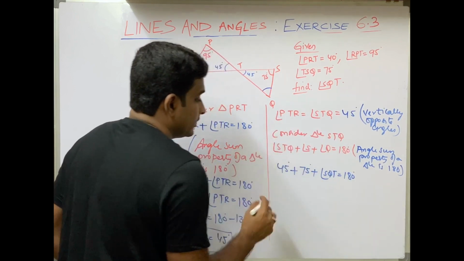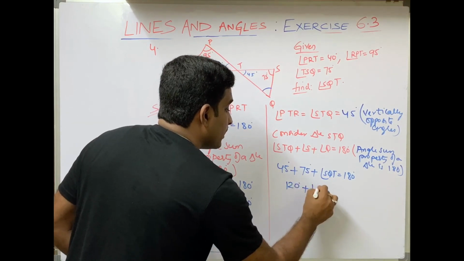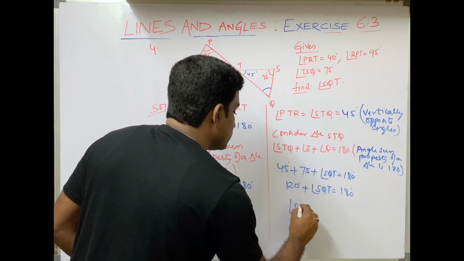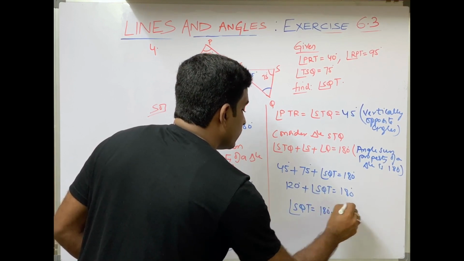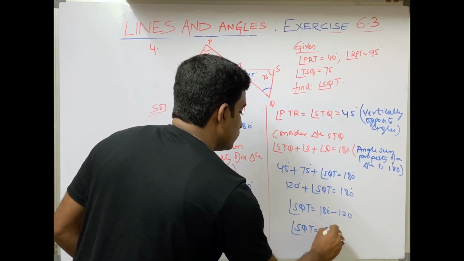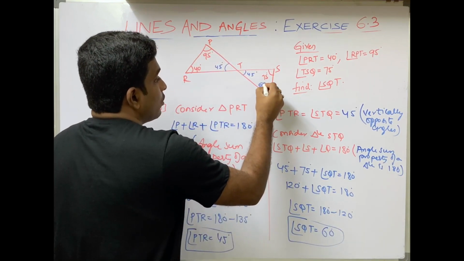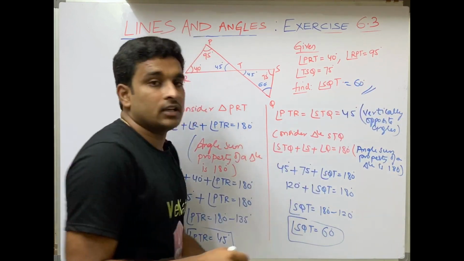It is 180 degrees. 45 plus 75 will be 120 degrees plus angle SQT equal to 180 degrees. That means angle SQT equal to 180 degrees minus 120 degrees. That shows angle SQT equal to 60 degrees. Clear? Angle SQT we got as 60 degrees.